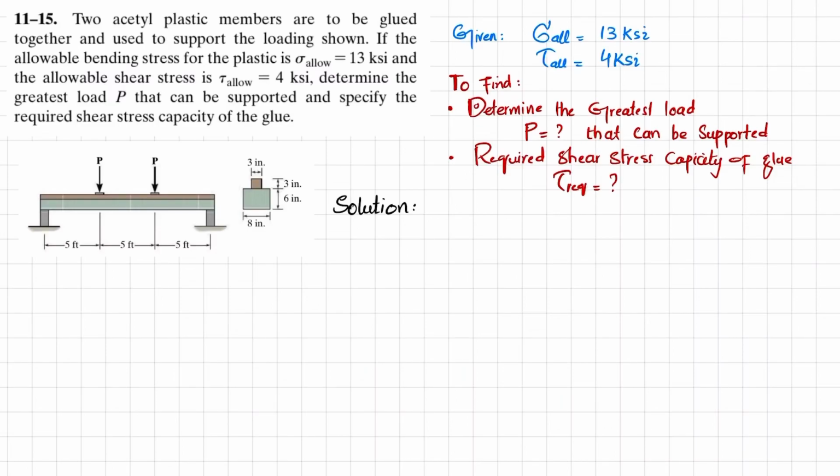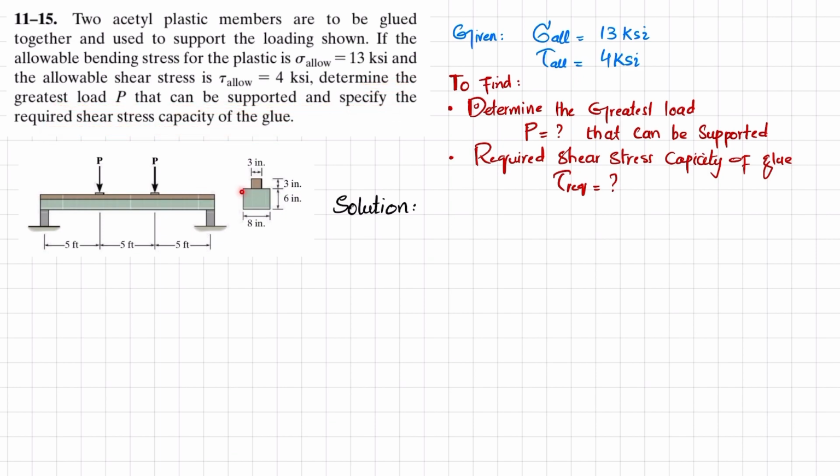Welcome back. Problem 11-15. The statement is: two acetyl plastic members are to be glued together and are used to support the loading shown. If the allowable bending stress for the plastic is 13 ksi and the allowable shearing stress is 4 ksi, determine the greatest load P that can be supported and specify the required shear capacity of the glue.